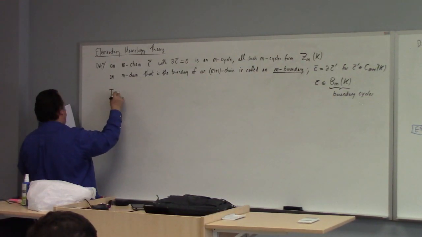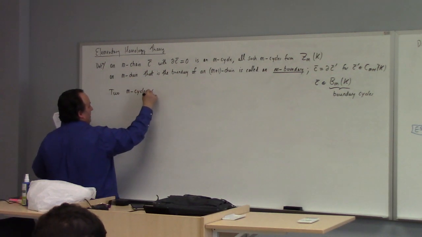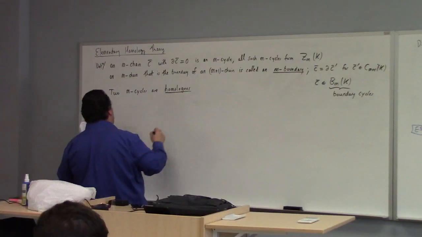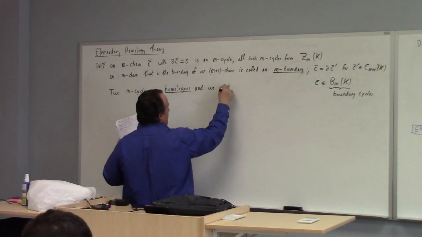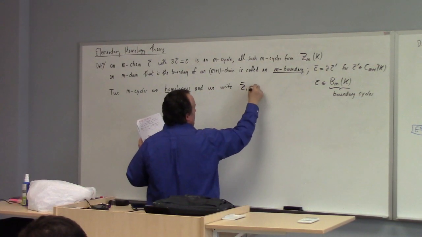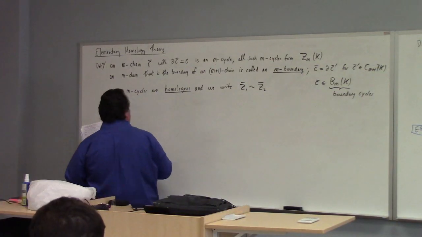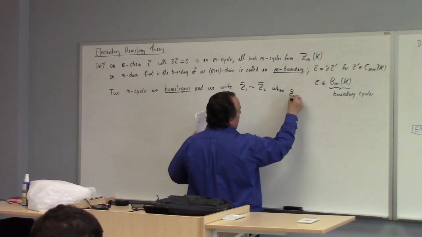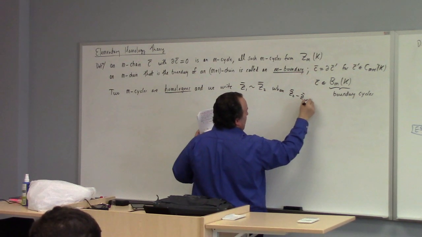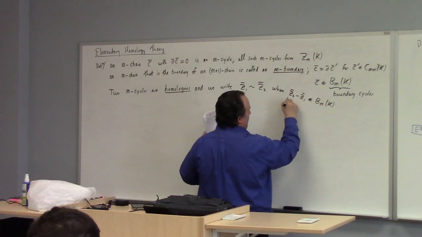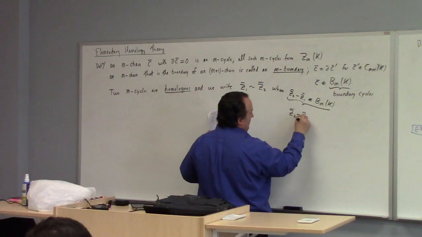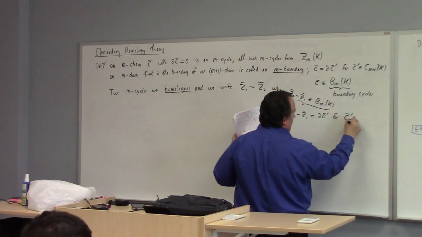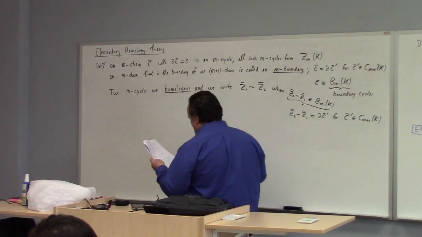Definition: two M cycles are homologous, and we write Z bar 1 squiggle Z bar 2, when Z bar 2 minus Z bar 1 is an element of B_M K. This is another way of saying that Z bar 2 minus Z bar 1 is equal to the boundary of some C prime, for C prime in C_{M+1} K. All right.